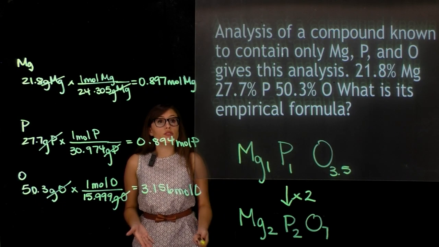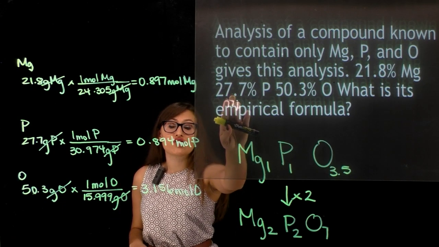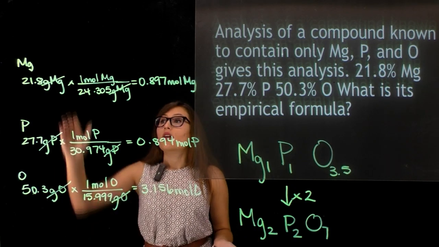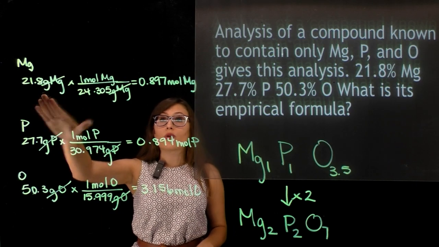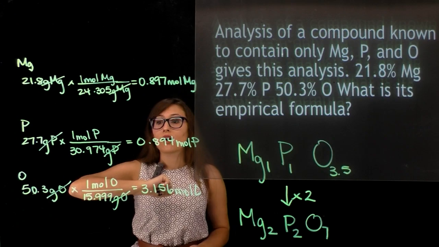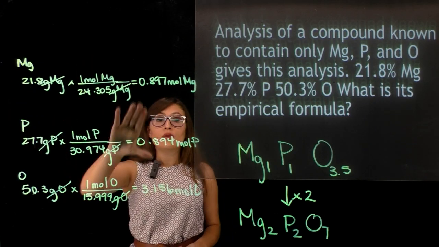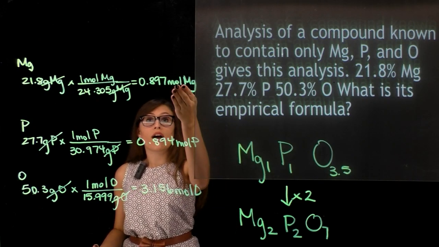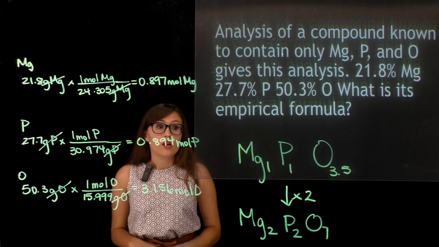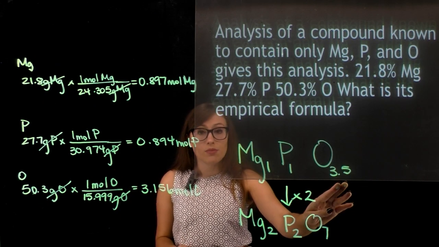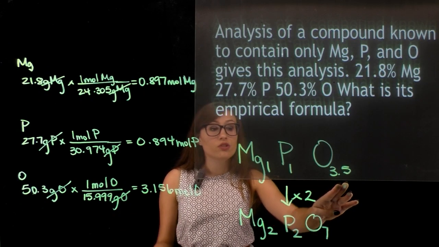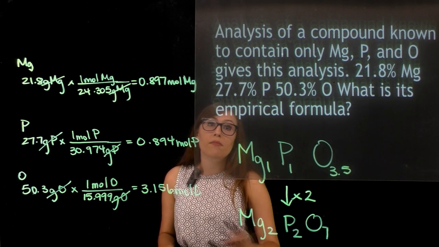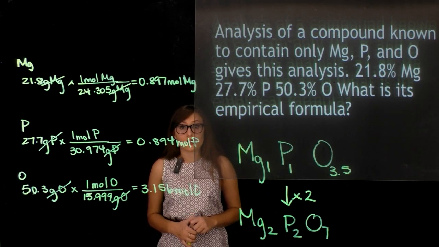So remember, when you're solving this problem, you always want to convert your percentages to grams, and you're just going to assume this sample is out of 100 grams. Once you do that, you convert everything from grams to moles by using the atomic weights, and you get the moles of each of your components. Once you do that, you divide by the smallest number of moles to get your ratios. If you have a decimal, you multiply by a value in order to get to the next whole number. So in this case, we multiplied everything by 2. We get our empirical formula to be Mg2P2O7.